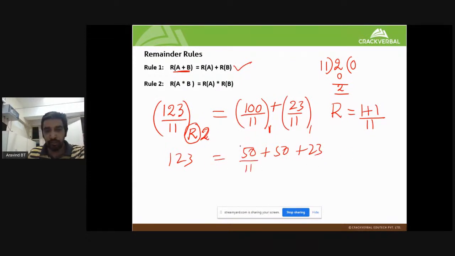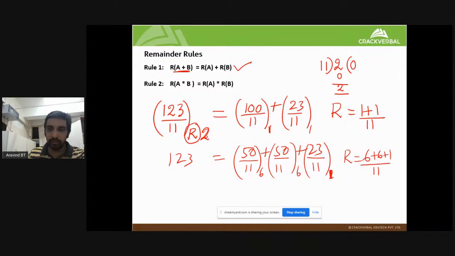So 50 by 11 would have given me a remainder of 6. 50 by 11, again a remainder of 6. 23 by 11, a remainder of 1. So my remainder would have been 6 plus 6 plus 1, by 11 again. 6 plus 6 is 12, 12 plus 1 is 13. So clearly the remainder would have been 2 again. So this is the first remainder rule, which says if you have a large number, you can break it down into smaller numbers and then deal with the smaller parts.